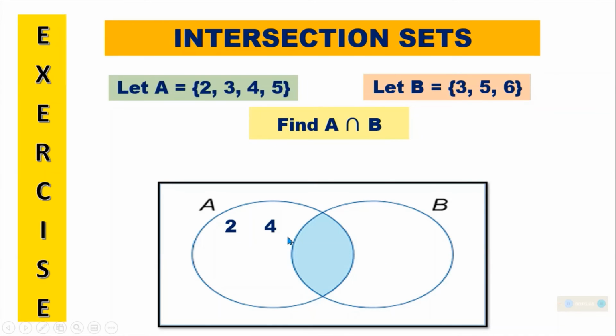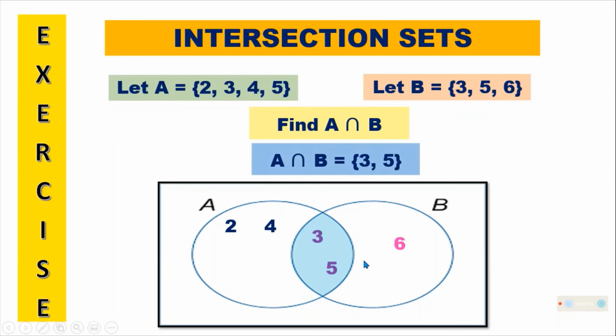2, 3, 4, and 5. And then yung set B, ang elements niya ay 3. Napunta na naman siya sa gitna kasi parehas naman sila. And then 5, then 6. So meaning, all the elements na nandito sa gitna, that will be the answer. Kasi siya lang yung shaded. So the answer is 3 and 5.